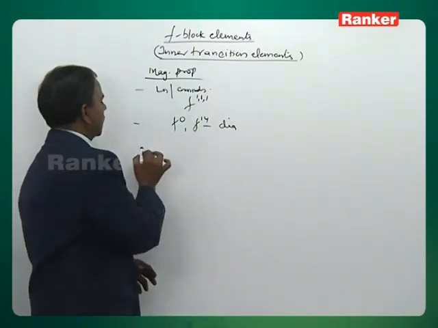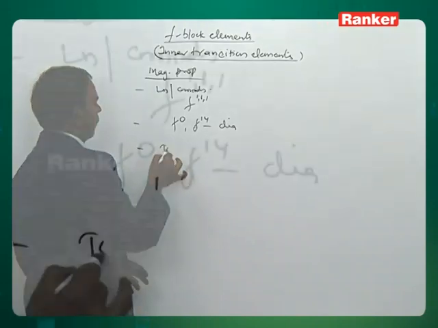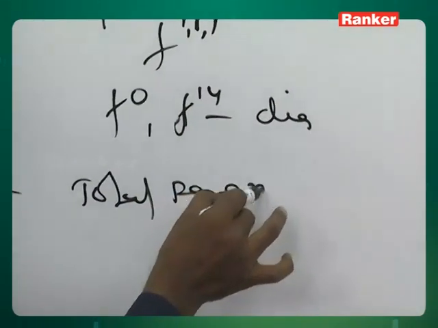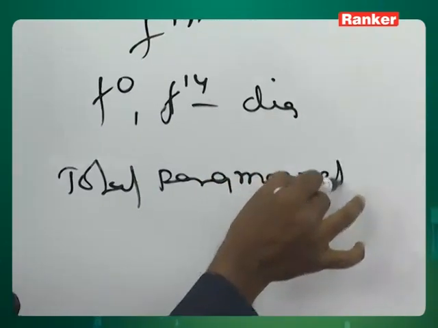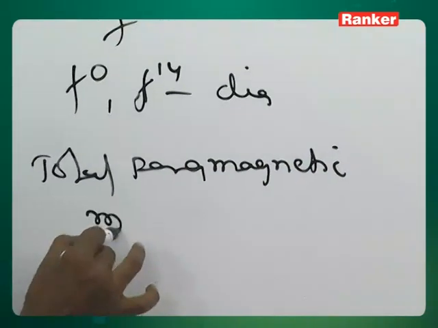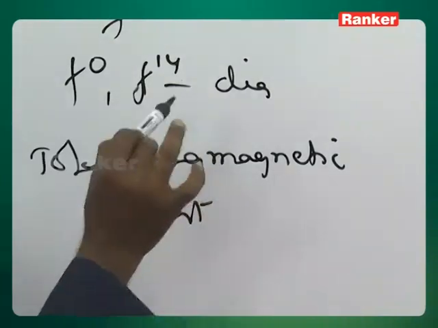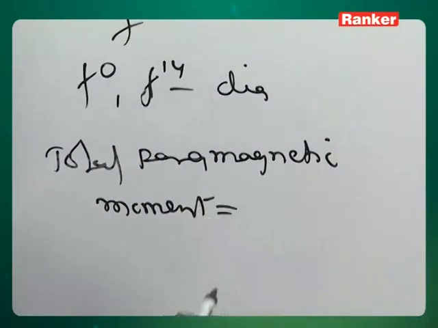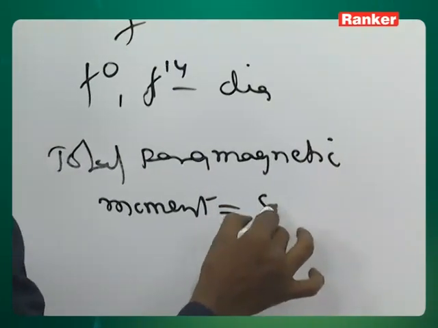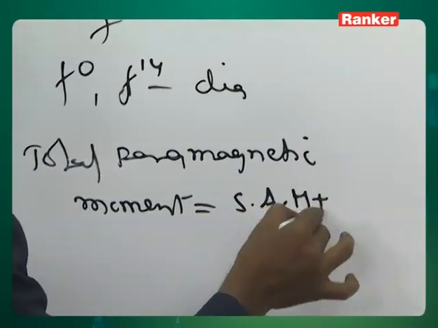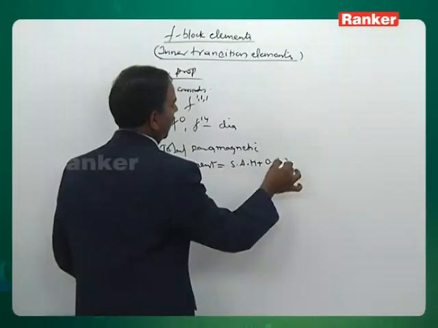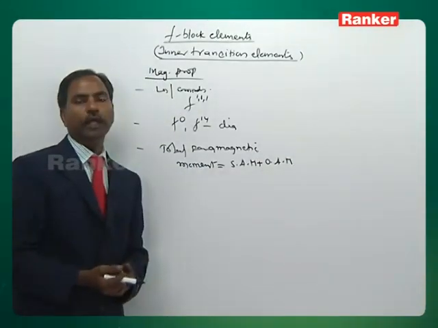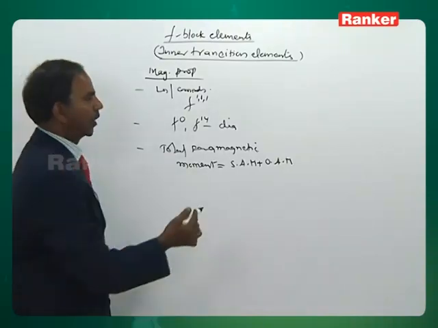Now you consider the case of total paramagnetic moment. Total paramagnetic moment, as already given in d block elements. Also, let us consider spin angular moment plus orbital angular moment. Total paramagnetic moment equals spin angular moment plus orbital angular moment.